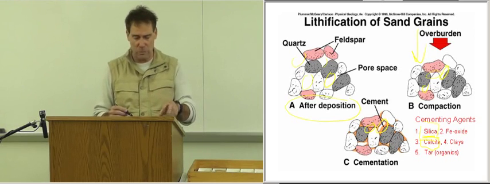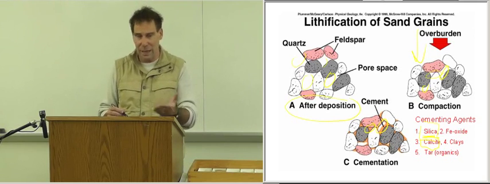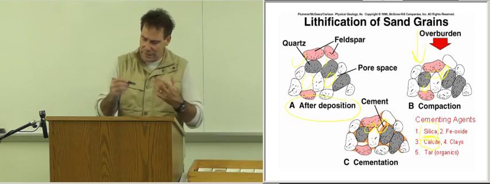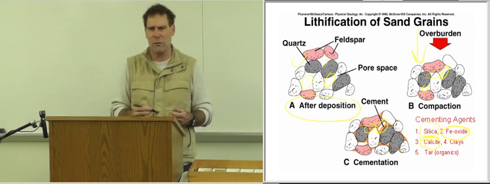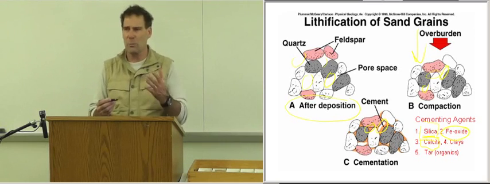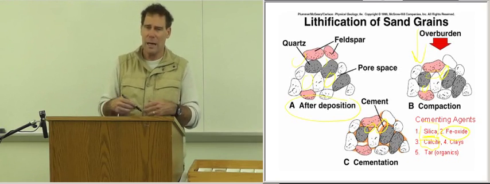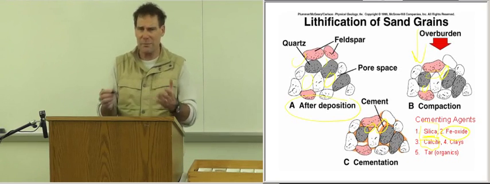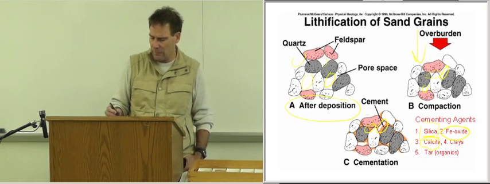You drop a little drop of hydrochloric acid on it. If it fizzes, it's calcite. If it doesn't fizz, then it's silica. The other cementing agents, iron oxide, really easy to identify in the field. Iron oxide has a reddish-orange stain to it. So if your sandstone or your sedimentary rock is cemented with a reddish-orange coloration, then it's likely iron oxide.